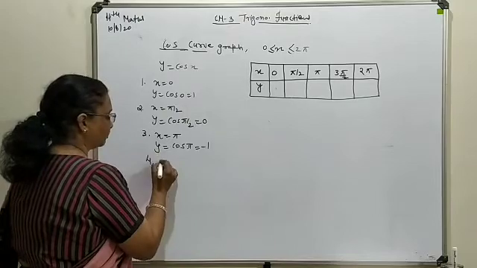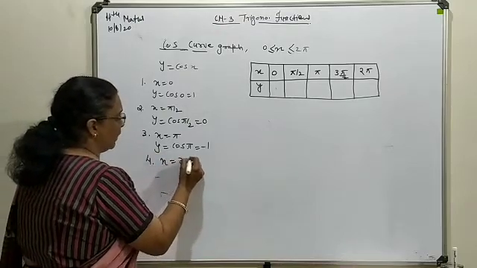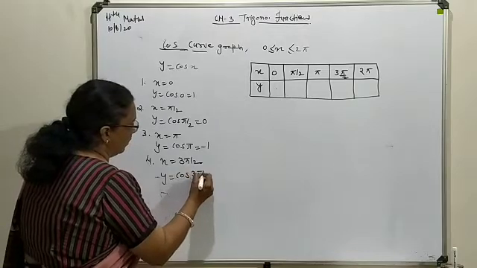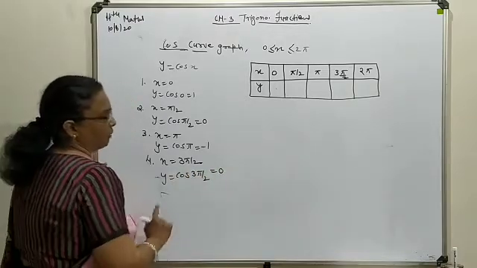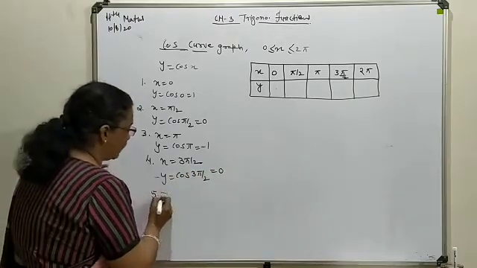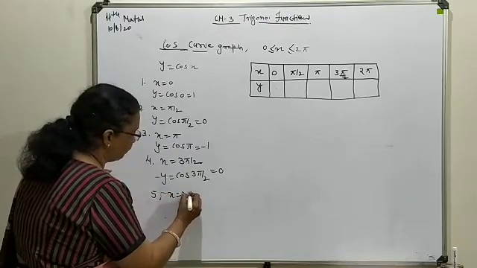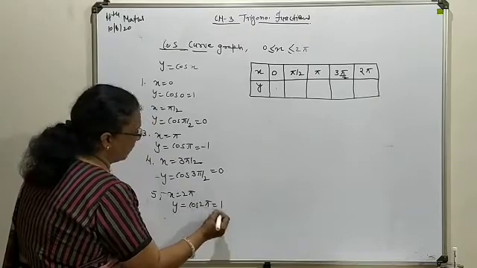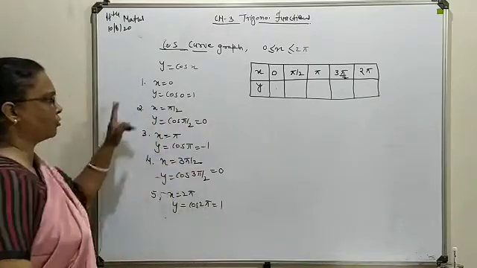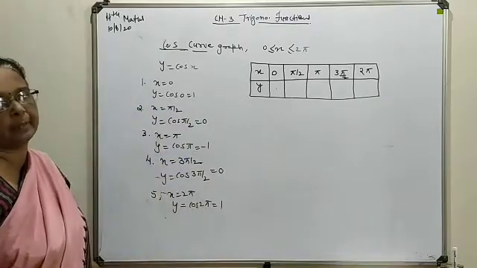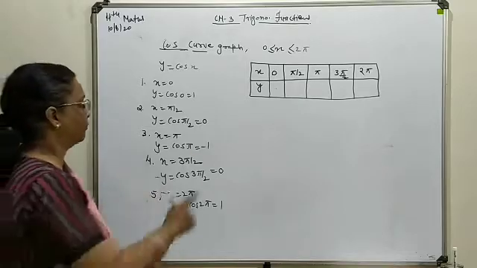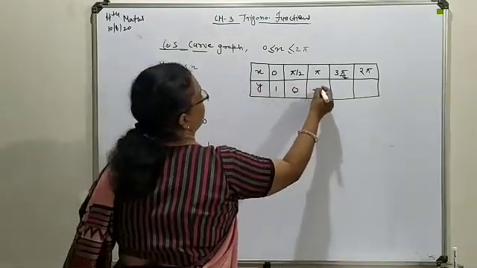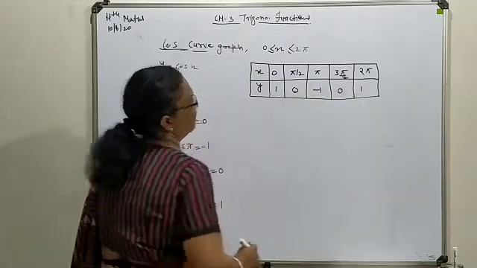Fourth one, x is 3 pi by 2, y you will have as 0, since a multiple of pi by 2 in terms of cos is 0. Last one, x is 2 pi, that will give you cos of 2 pi, means +1. Now substitute all the values in your table and then present it on a graph. This is 1, 0, -1, 0, +1.